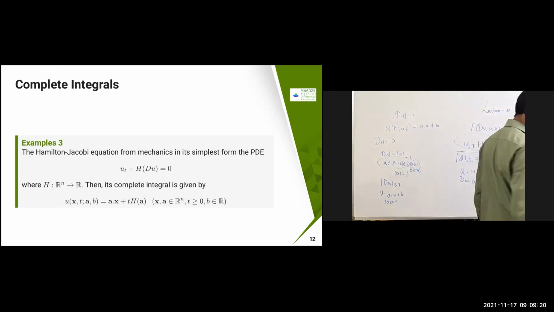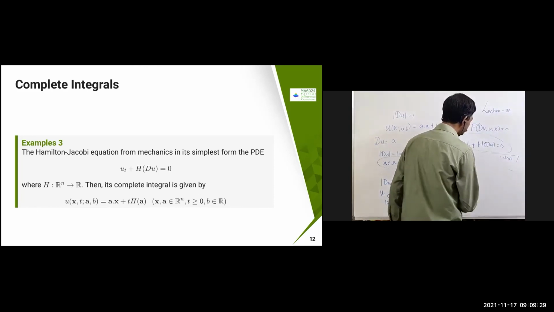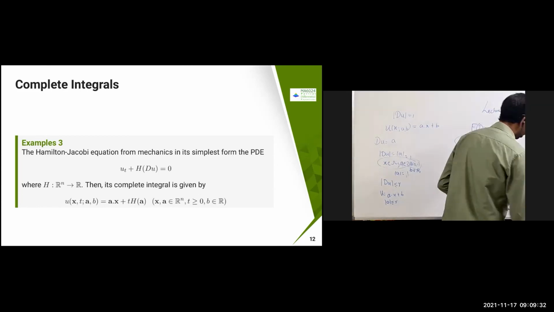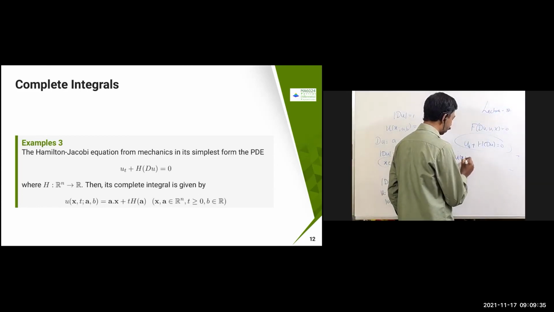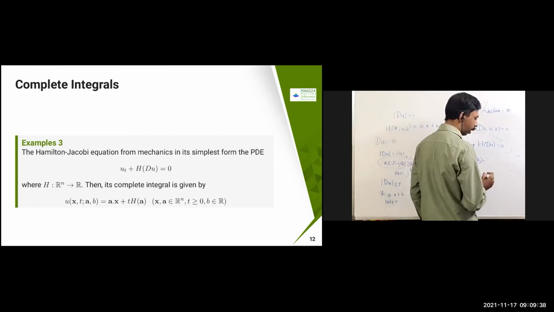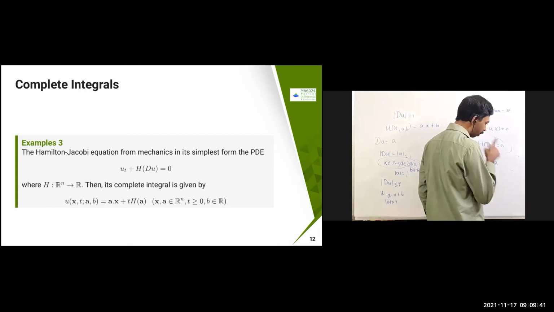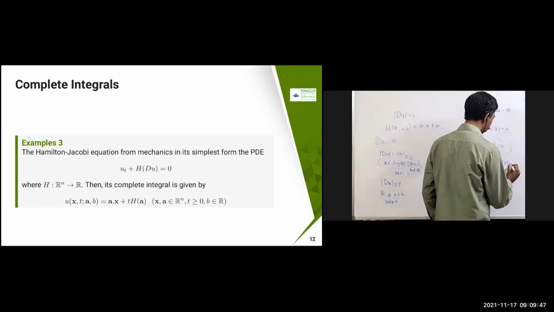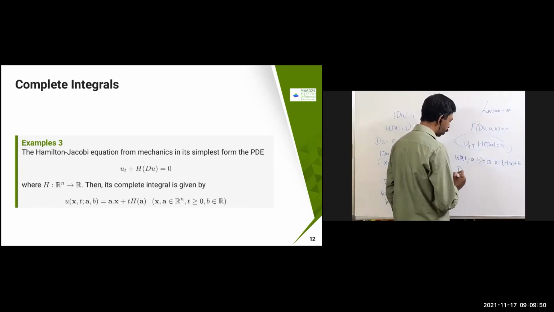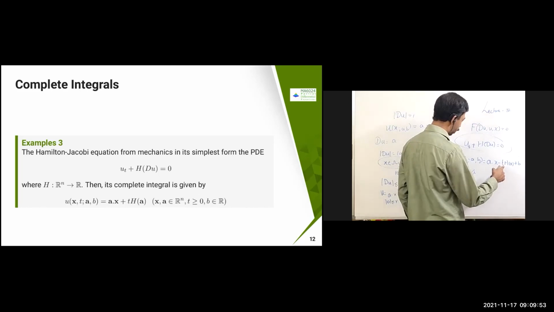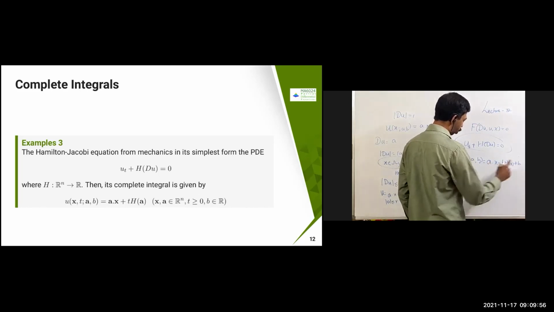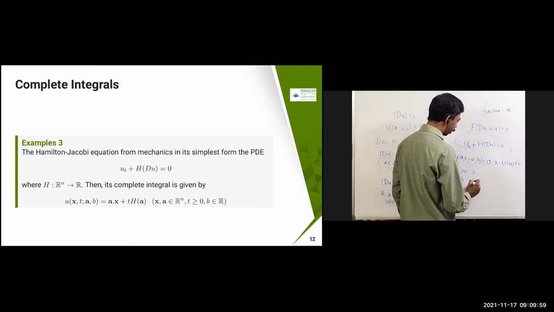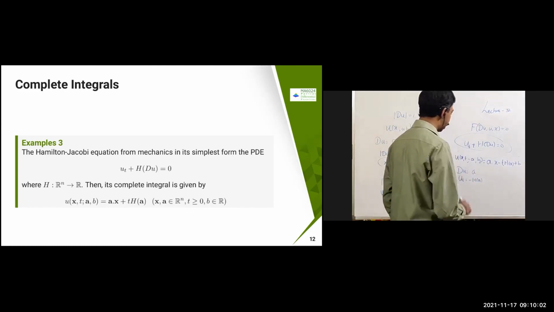I think B is okay. One sec. Sorry, I forgot to write the B here. So what you are going to get is u of x comma t comma a, b is going to be a dot x minus t into H(a) plus b. Therefore your Du is going to be simply a, because b is not there, only x is here, and b is going to be 0, and u_t is going to be minus H(a), because this is not there. So you can substitute it over here.